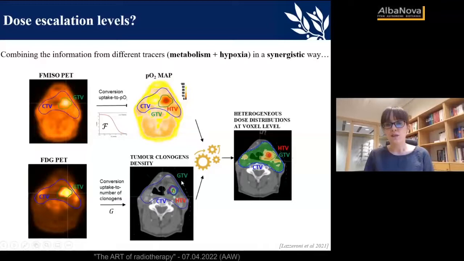And once we have a map of the tumor cells or tumor clonogens, we can combine this information with the map of oxygen in the patient, and again use them to apply some radiobiological model and use them to calculate this heterogeneous dose distribution at voxel level that should counteract radiation resistance.